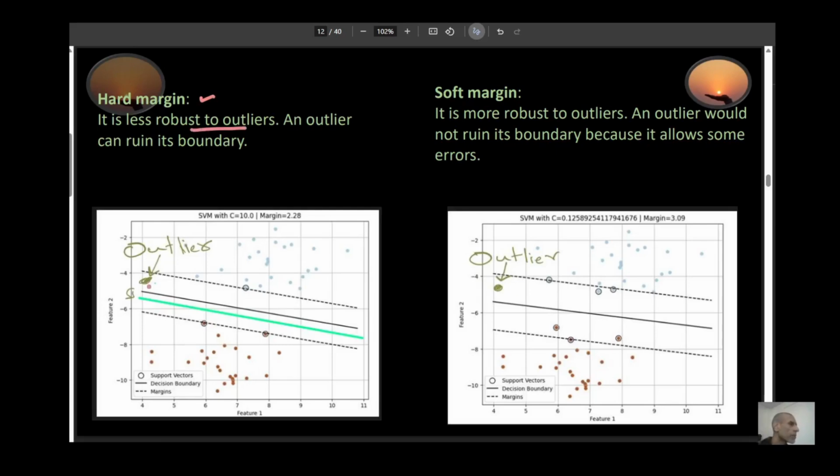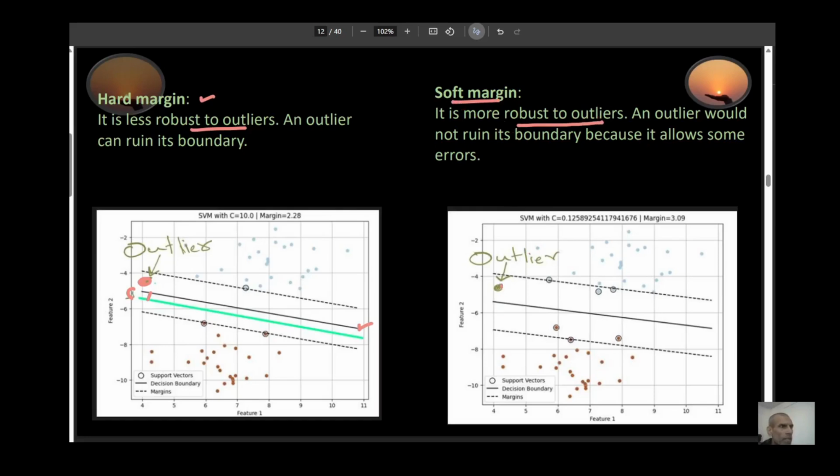An outlier can ruin its boundary. So let's understand this through this example. In this instance, this is my actual boundary, and I introduce an outlier. Because of the introduction of this outlier, now your boundary is going to shift. So this is going to go in that direction because in hard margin, it does not allow any error. On the other hand, soft margin is more robust to outliers, because it allows some errors.